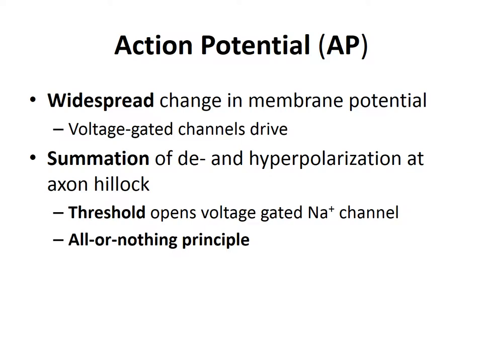This is called the propagation of the action potential and can generate a change in the charge from that minus 60 millivolts to positive 30 millivolts. Once generated, an action potential cannot be stopped. This is referred to as the all-or-none principle.